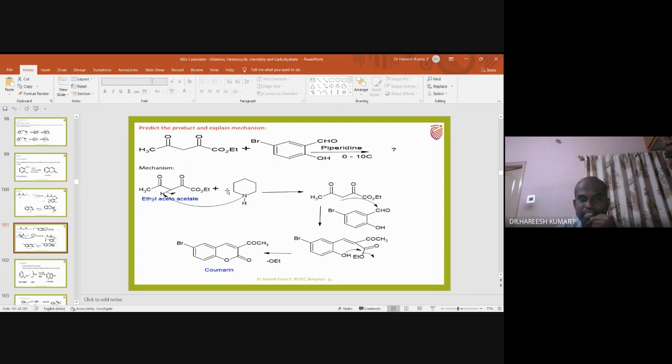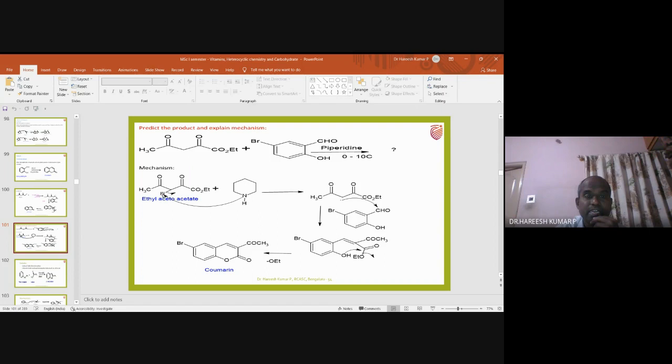Piperidine means, in a six-membered ring, if nitrogen is present as a heteroatom, then it is called piperidine, and piperidine is a saturated cyclic compound. There is no unsaturation in the six-membered ring. So what is the role of piperidine? Piperidine captures a proton, more particularly from a methylene carbon. So this carbon is called the methylene carbon. This carbon is called the active methylene carbon, and this proton is acidic in nature.